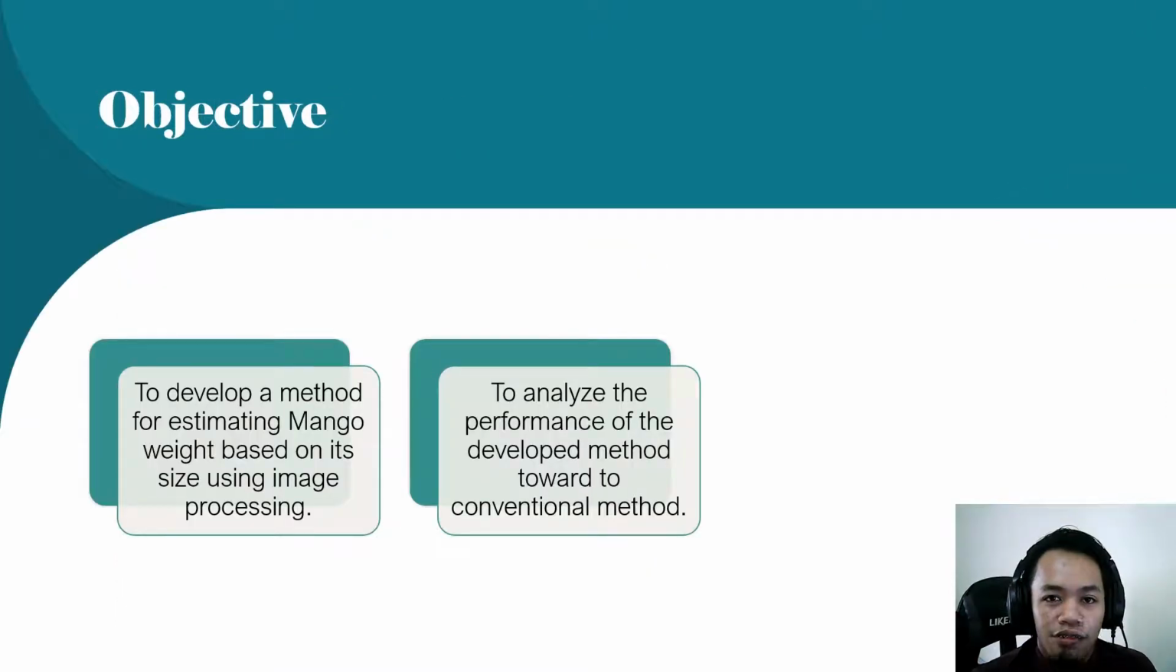Next, there are two objectives for this project to achieve. Firstly, to develop a method for estimating mango weight based on its size using image processing. The operation of processing and analyzing the image is necessary to determine how many pixels are included in the mango area of the obtained image. With the help of a linear regression approach, it will discover a link between mango pixel and mango weight.